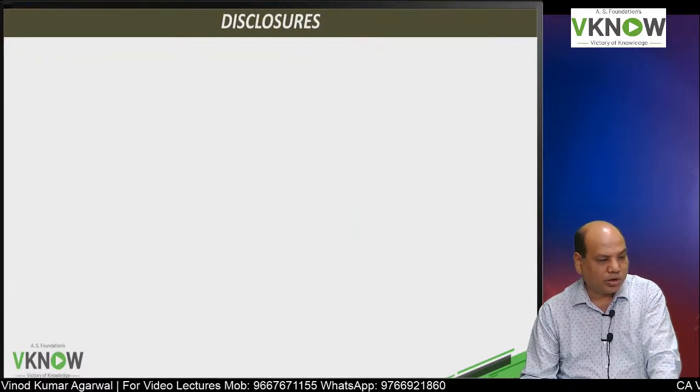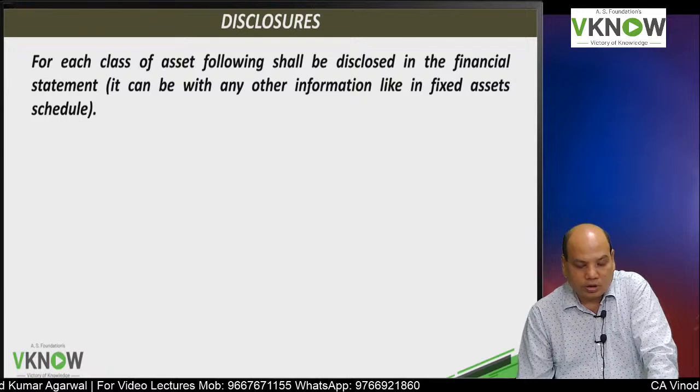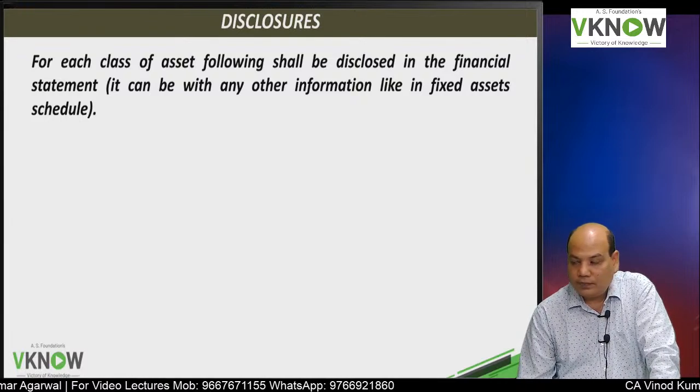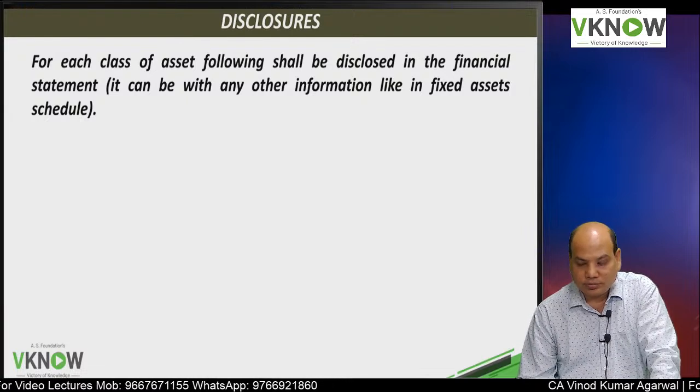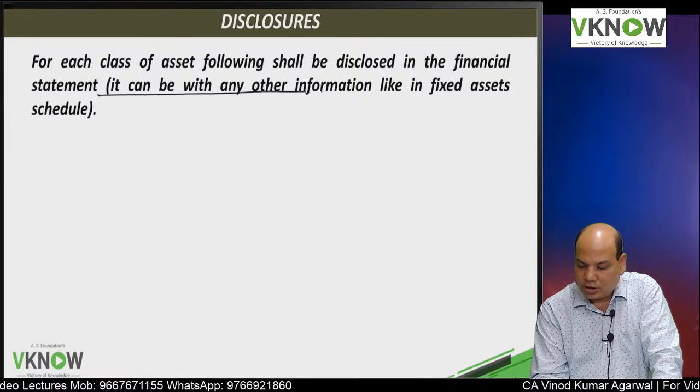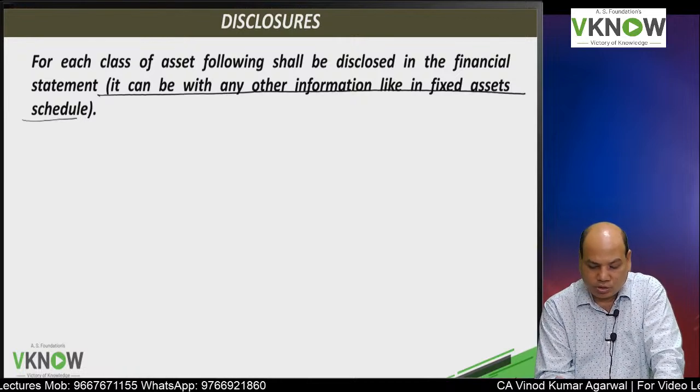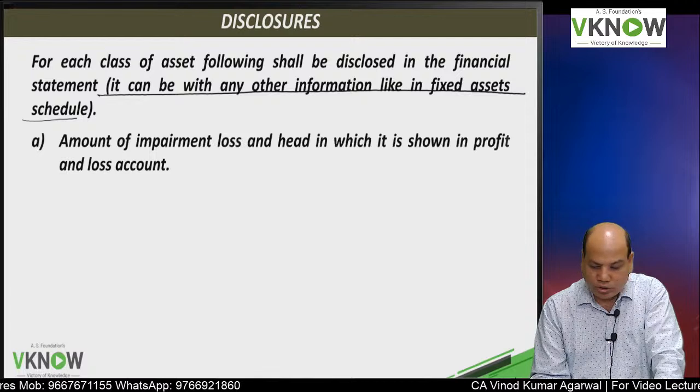Then we have the disclosure paragraph. What are the disclosure requirements for each class of asset? The following shall be disclosed in the financial statements. It can be with any other information, like the fixed asset schedule also. So what are the disclosure requirements?